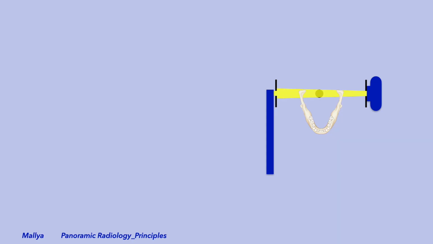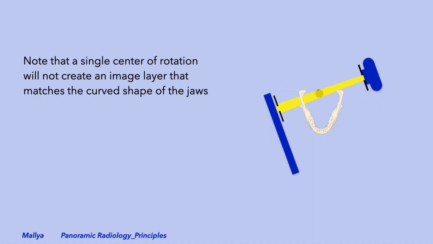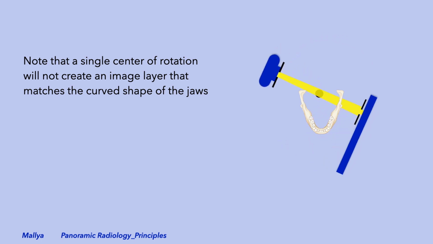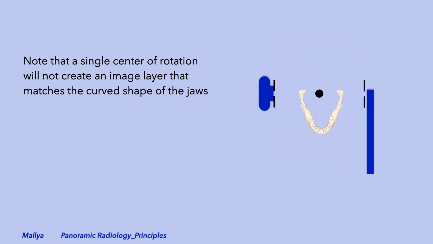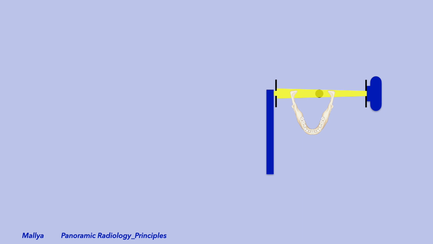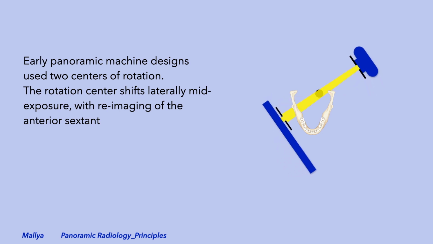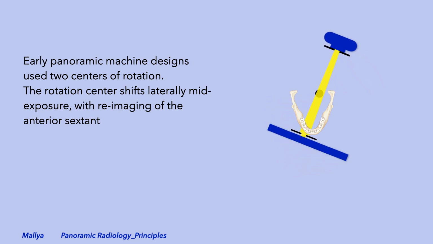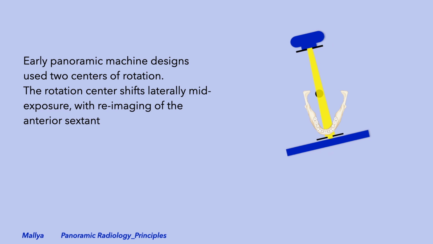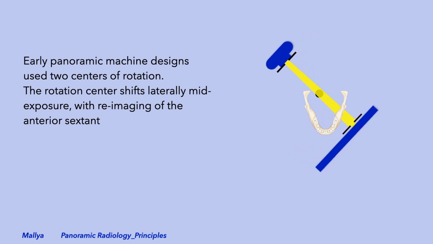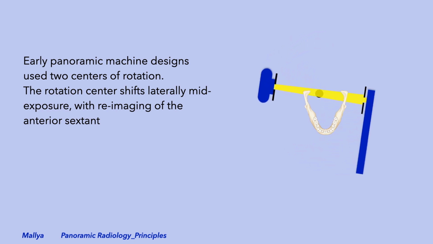Next, let's apply these principles to imaging the jaws. Note that the single center of rotation does not create an image layer that matches the curved shape of the jaws. Early designs of panoramic machines used two centers of rotation. The first imaging arc encompassed the condyle through the canine of the contralateral side. The rotation center would then shift laterally with re-imaging of the anterior sextant and the contralateral jaw.